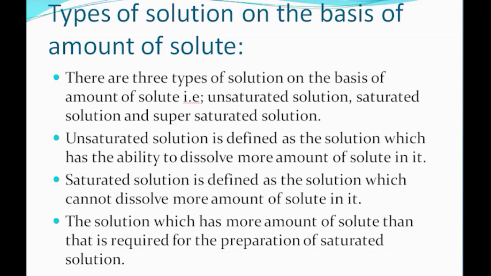Then the third type of solution, that is supersaturated solution. A supersaturated solution is the one which has more amount of solute than that required for the preparation of a saturated solution. So these are the different types of solutions that are classified on the basis of amount of solute dissolved in it.